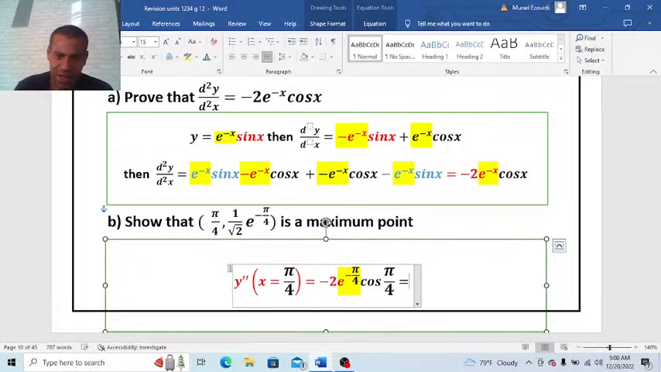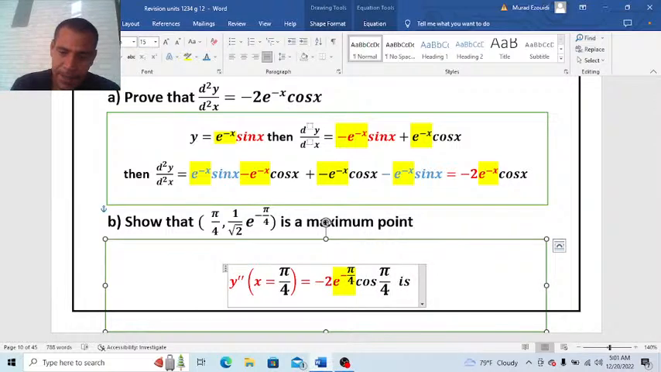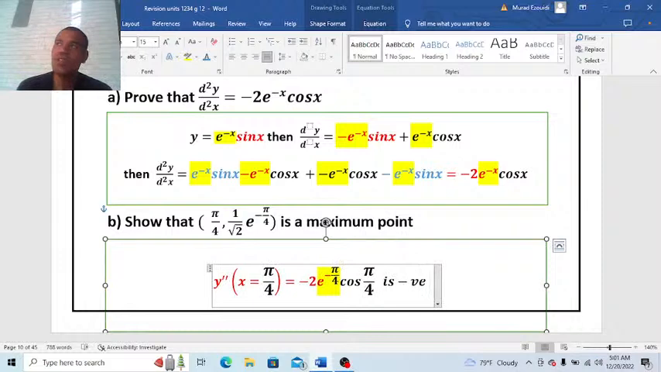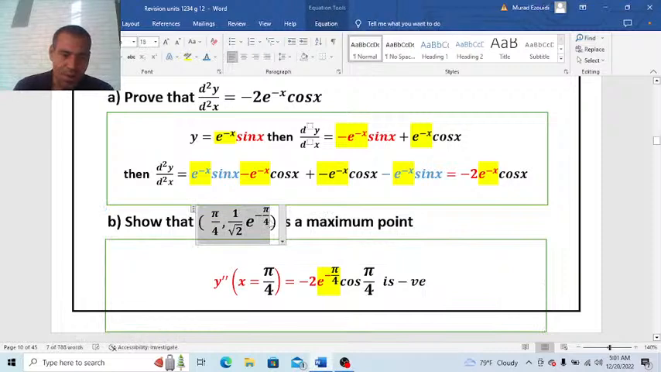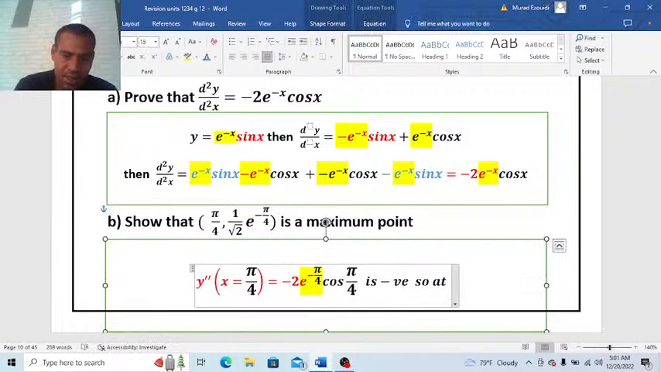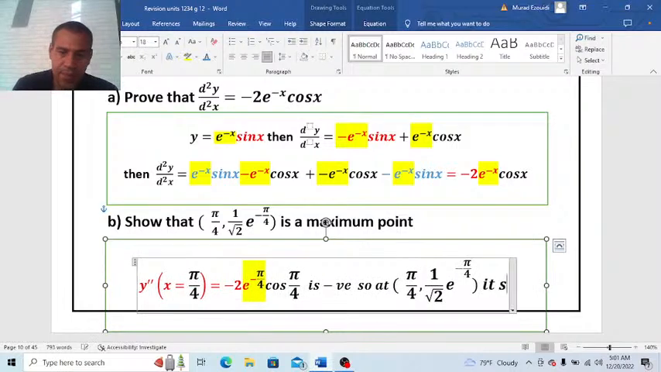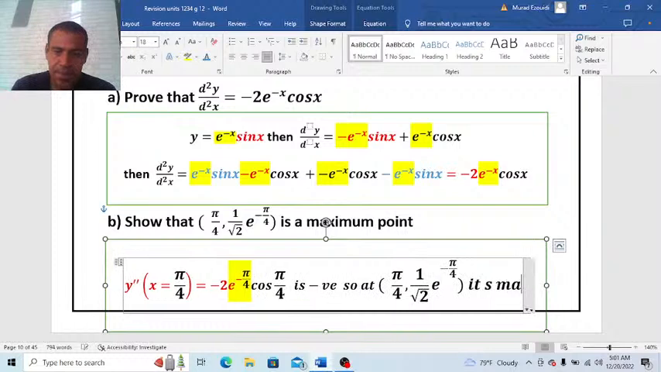So this one, in fact, is it positive or negative? Cosine of pi over 4 is positive because it's 1 over root of 2, and exponential minus pi over 4 always is positive, and 2 is positive, but there is a negative sign. This one is always negative. So as it is negative, at that point we have a maximum.